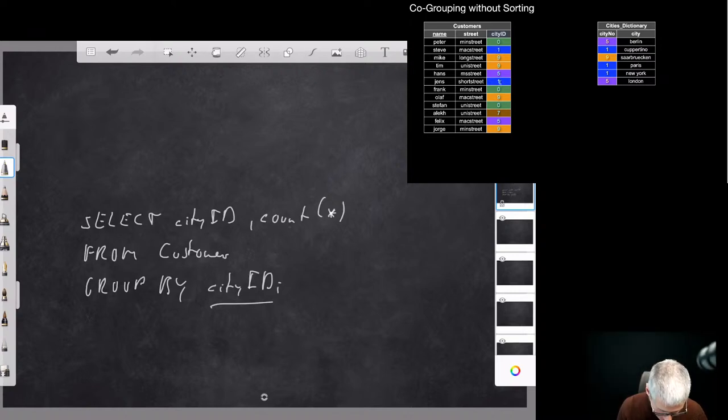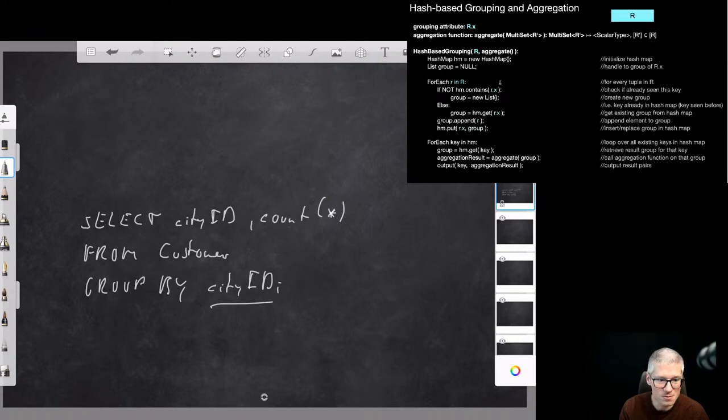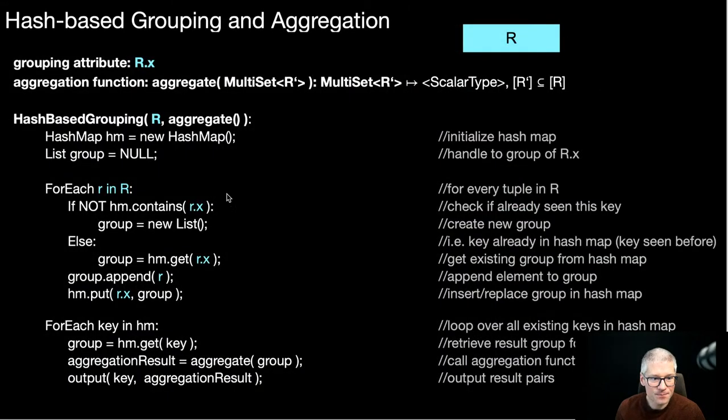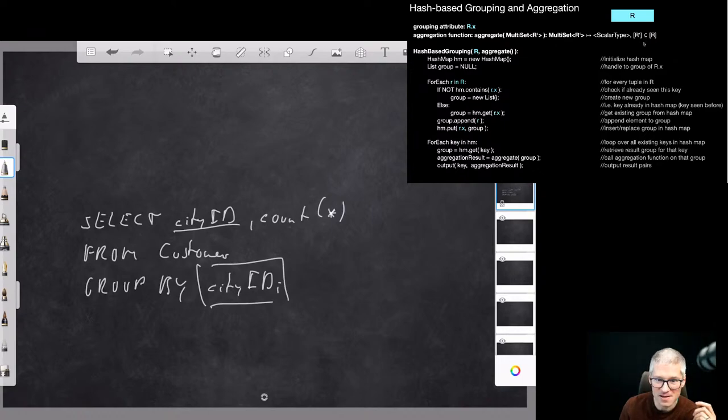Then, in order to compute the result, let's go through the pseudocode here. Switching to the slide again, what it does is it loops over the input, over our relation, very similar to an index nested loops, and checks whether there's an entry for the group key. The group key is X. In the example I just used, it was the city ID. That is the X in this example.